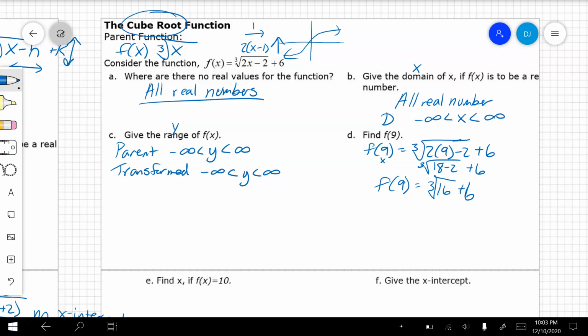Alright, now the cube root of 16, we can go ahead and break that apart over here. So that's 4 times 4, 2 times 2 times 2 times 2. Notice how we're looking for a group of 3 numbers that are the same. If we rewrite this as a cube root, this would end up being 2 cube root 2 plus 6. We cannot combine those.